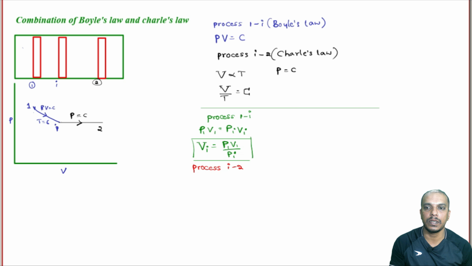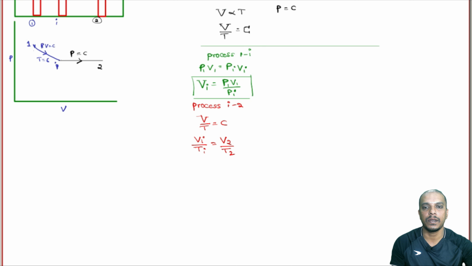Now similarly, let us go to process I to 2. What is constant? Pressure is constant, or we can say that V by T is equal to constant. So Vi by Ti is equal to V2 by T2. Now let me simplify this for Vi, because we have equation 1 which is also simplified for Vi. Vi is equal to V2 Ti by T2.